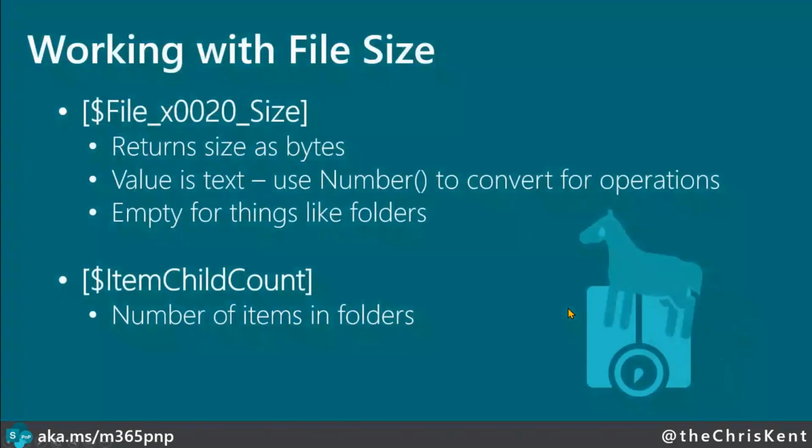And then if you're working with the file size, remember that it is in bytes and the value is text, and it's going to be empty for things like folders, but also things that might surprise you, things like a OneNote file, for instance, oftentimes doesn't have file size. And so on. So you're going to want to check for those conditions before you start doing operations on it to avoid failures. And then, of course, item child count is available to you as well. And both of these don't necessarily have to be in the view because it's a document library. They're going to come back and you can just use them.